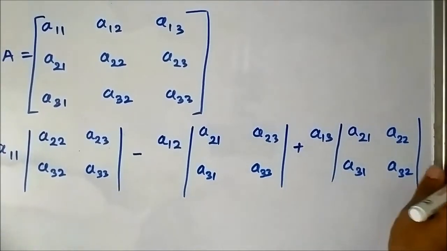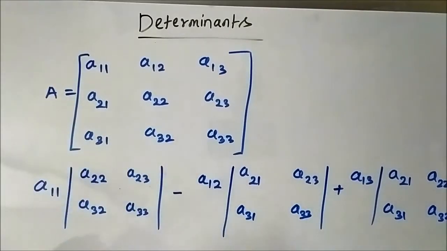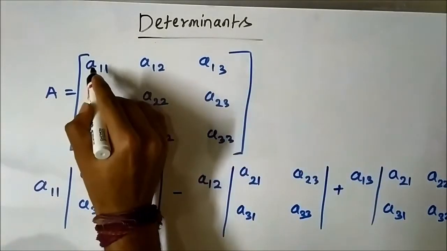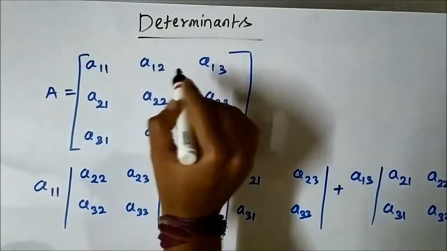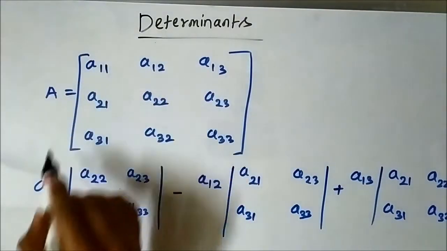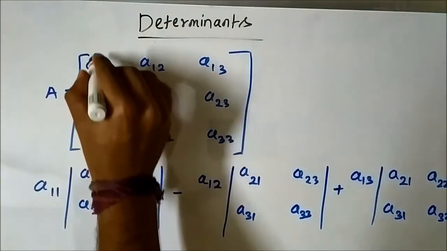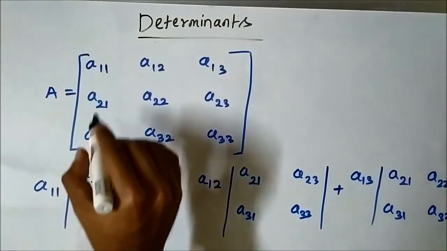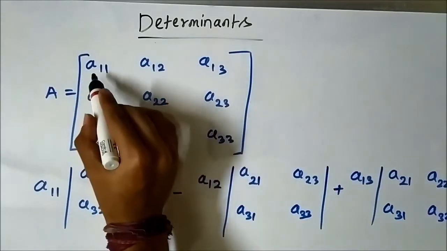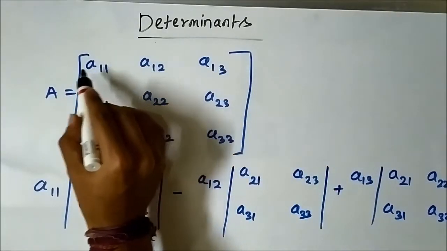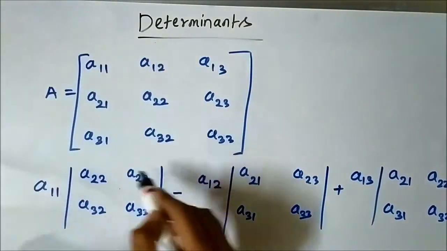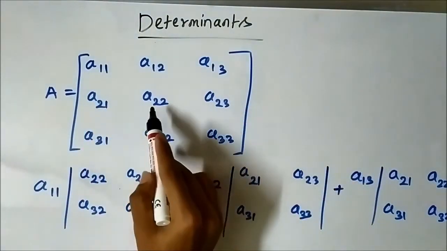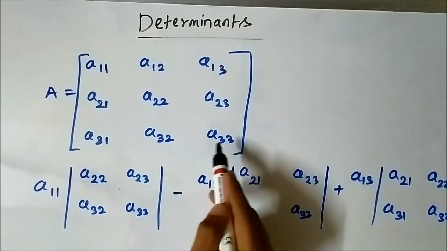So what we have done here is that when we pick or consider a particular element in a particular row, here we have considered A11, then we completely omit that particular column and that particular row. So the row associated with A11, the first row and the first column, are deleted. Then we consider the determinant value of the remaining elements. See here, A22, A23, A32, A33.